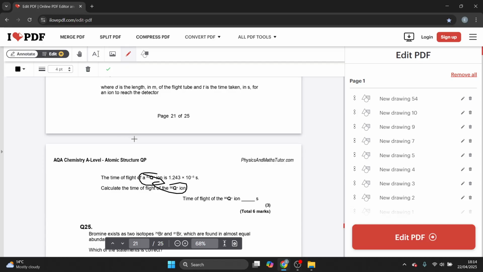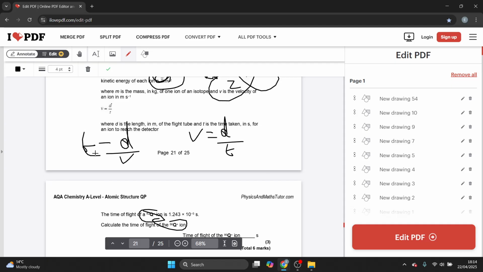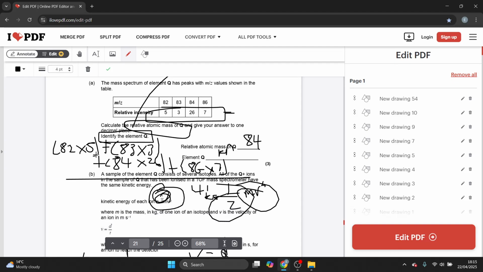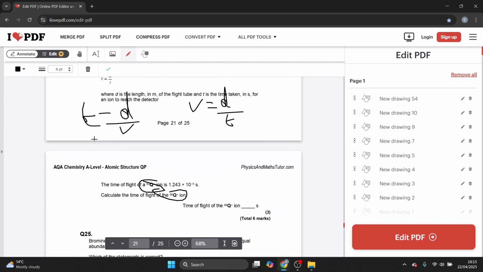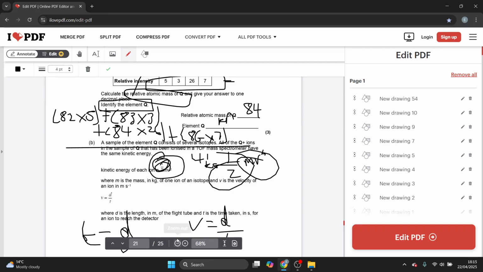So what I would do is, okay, velocity is distance over time. Time equals distance over velocity. But I don't know the distance of the flight tube. That's going to be a big problem. So I can't do that previous method that I did before. I just can't do that. So let me clear this up.